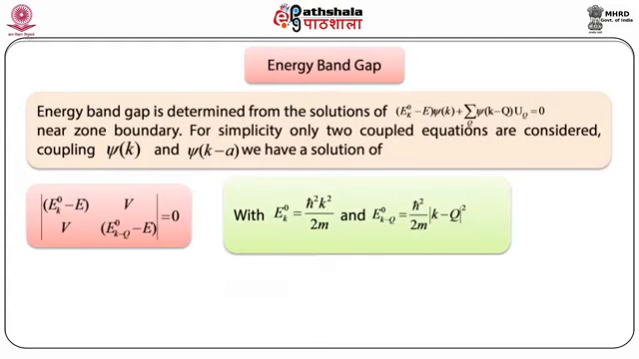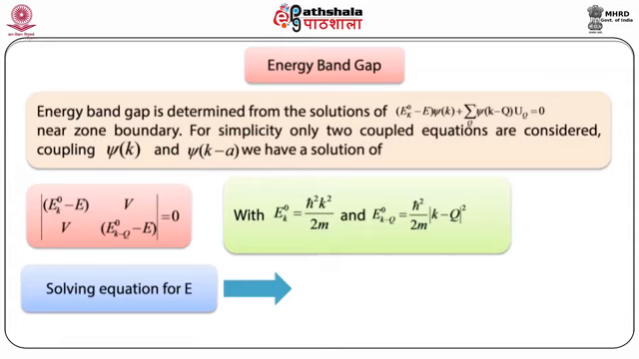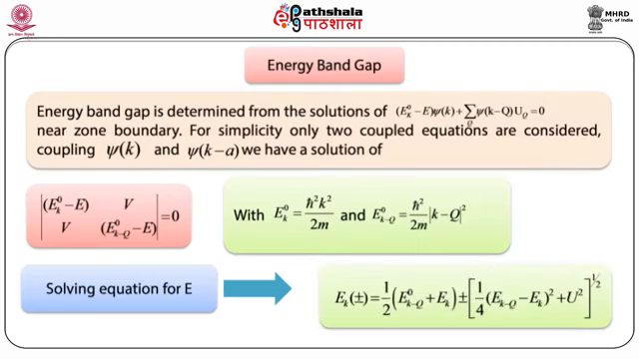E_k^0 is equal to h cross squared k squared by 2m, and E_(k-q)^0 is equal to h cross squared divided by 2m times the modulus of k minus capital Q, whole squared. Solving this determinant, we get the following expression for the roots, that is E_k plus-minus. So the two roots E_k^+ and E_k^- are equal to half of E_(k-q)^0 plus E_k^0, plus-minus the square root of 1/4 of (E_(k-q)^0 minus E_k^0) squared plus U squared.